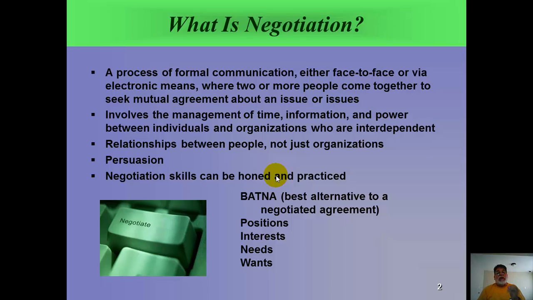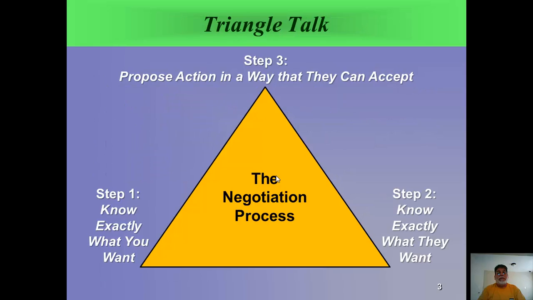What are our interests? What is it that motivates us? Why are we negotiating? And we need to differentiate between a need and a want. Needs are higher order. Wants are that icing on the cake. If we get what we need, then we move on to wants.